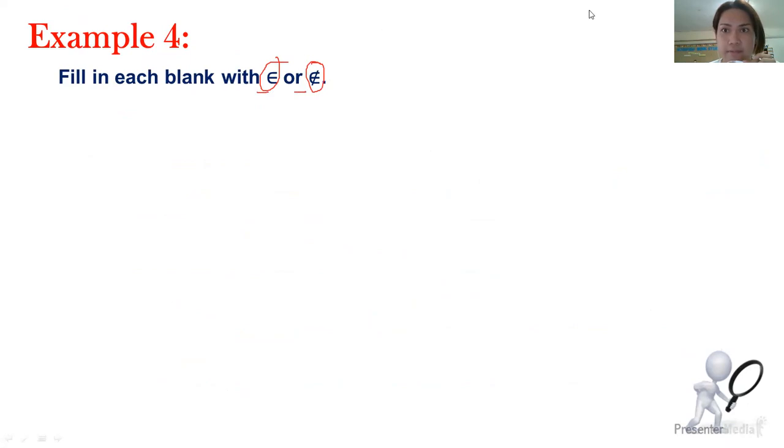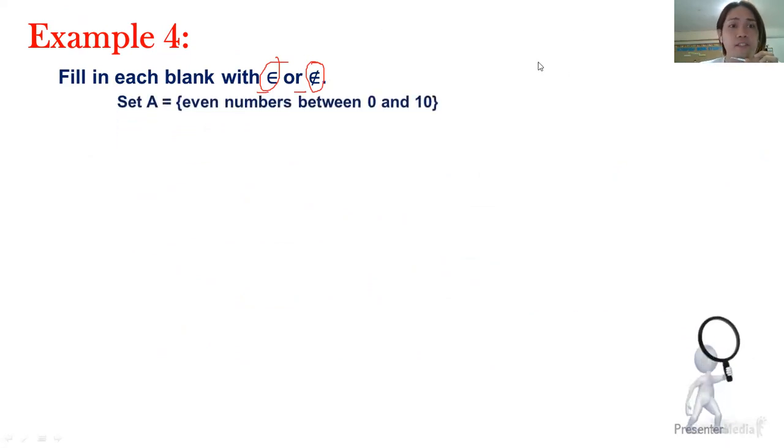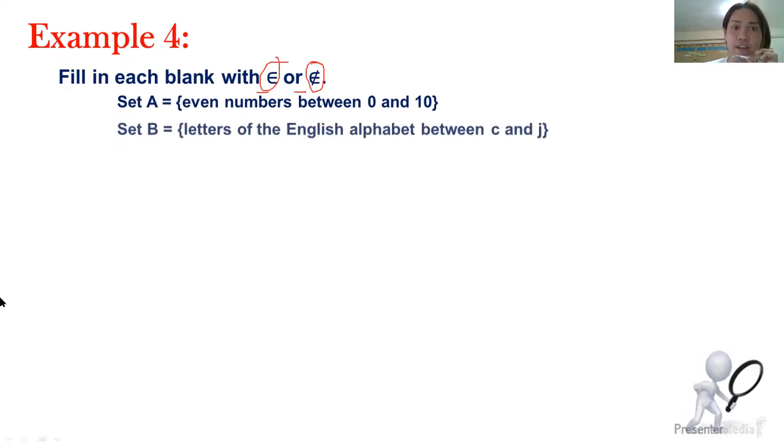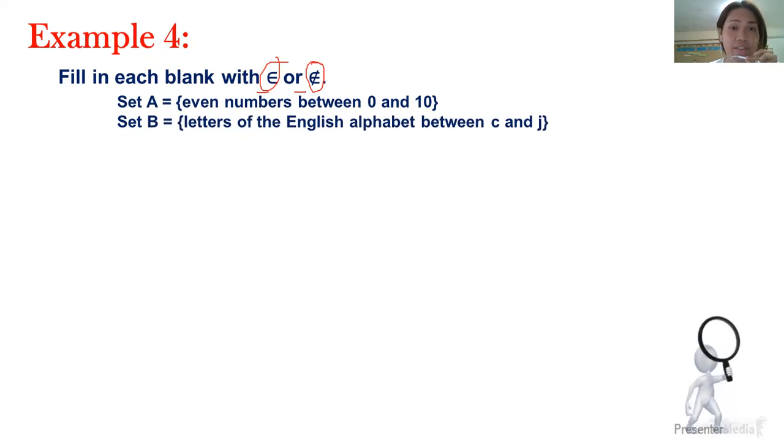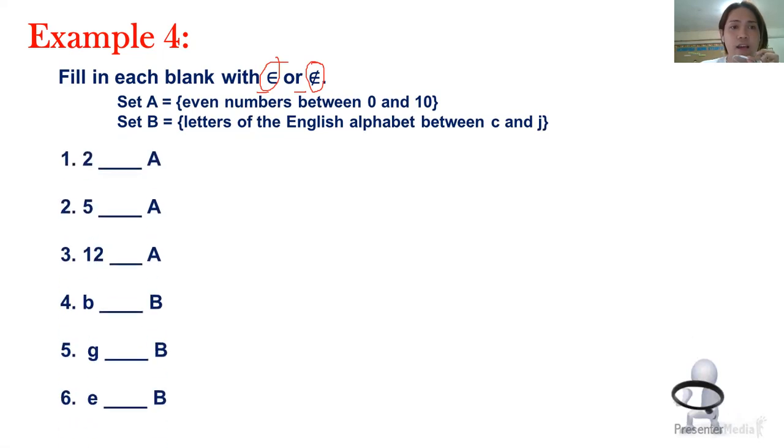Okay, now let's start with an example. Let set A be the even numbers between 0 and 10. Another given, for set B, we have the letters of the English alphabet between C and J. And you have this. I'll give you time to do this one, and I hope you'll do your best to answer it and analyze the given examples.